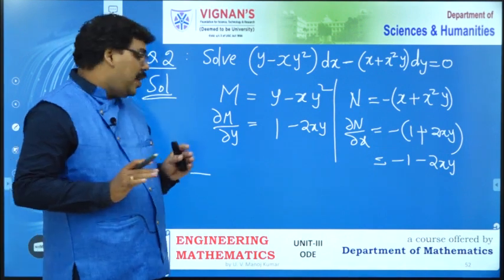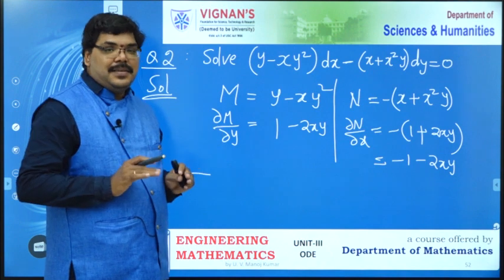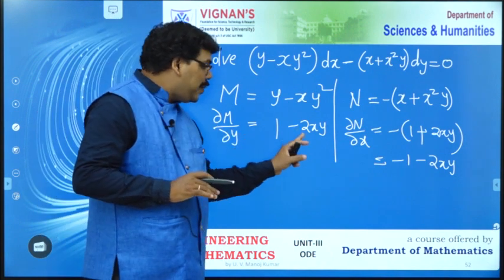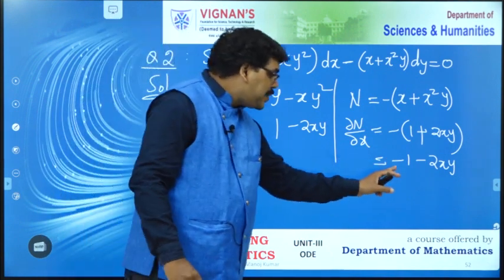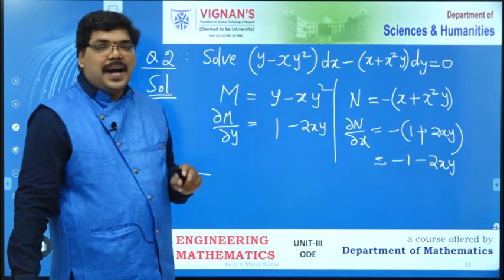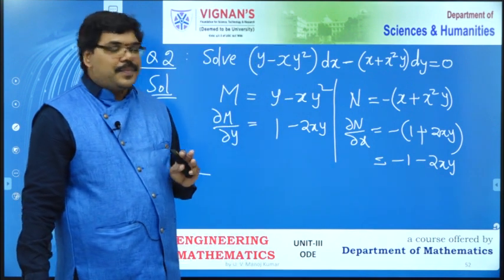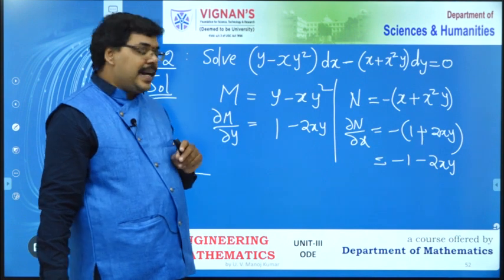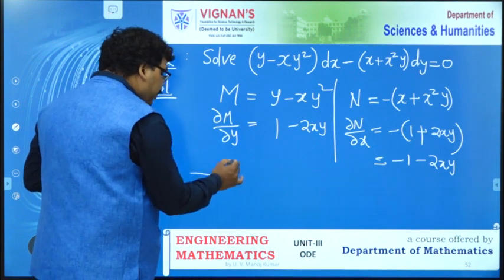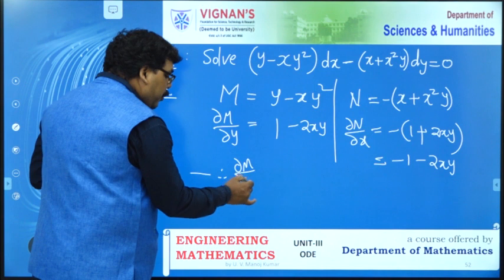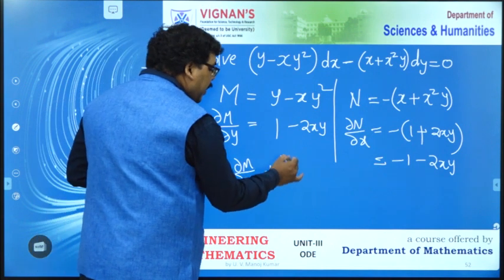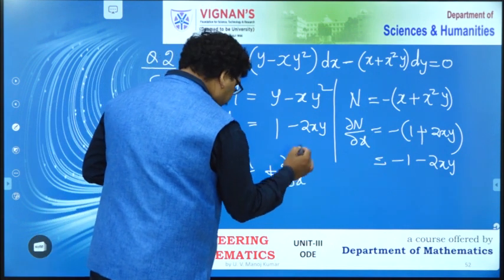Please, you don't correct anything. Whatever we have calculated is right. This is plus 1 minus 2xy. This is minus 1 minus 2xy. Are they same? No, they are not same. Therefore, it is not exact. Therefore, ∂M/∂y does not equal ∂N/∂x.